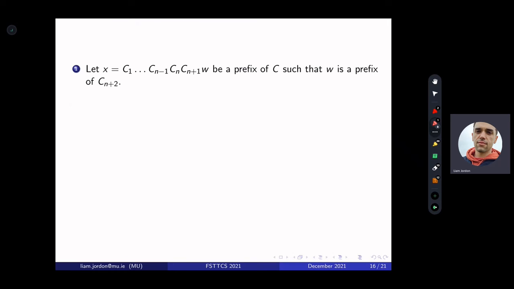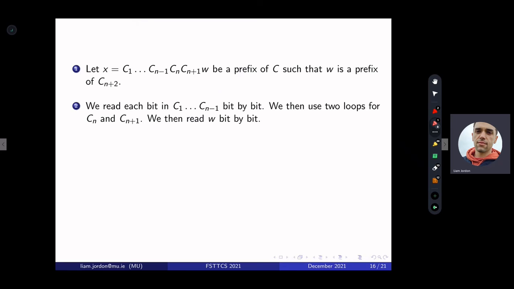Okay, so let's calculate the automatic complexity. We let x be such that Cn plus 1 is the largest complete zone that's a substring of x, and w is a prefix of the zone Cn plus 2. The way we'll do it is we'll read C1 to Cn minus 1 bit by bit, having a state for each of those bits. We'll use two loops: a loop for zone Cn, and a loop that reads zone Cn plus 1, and then we'll read w bit by bit.